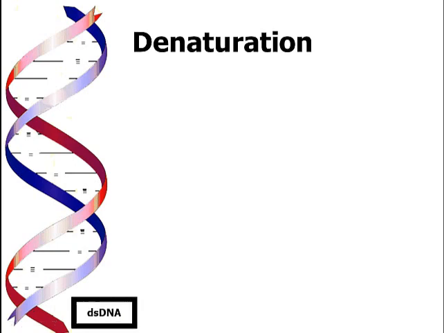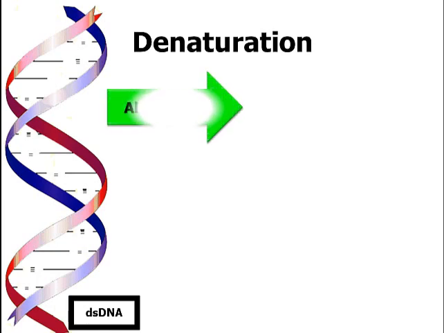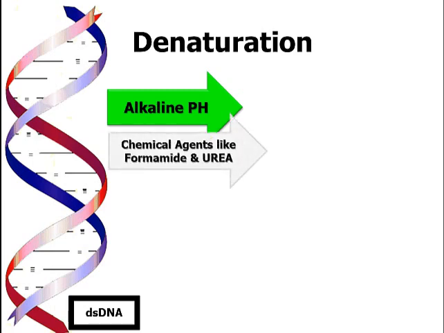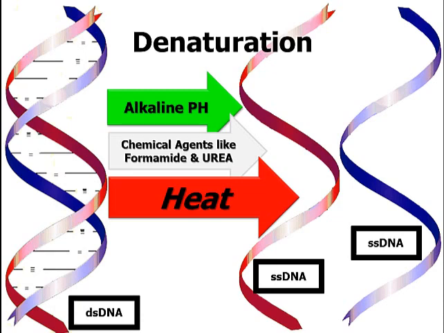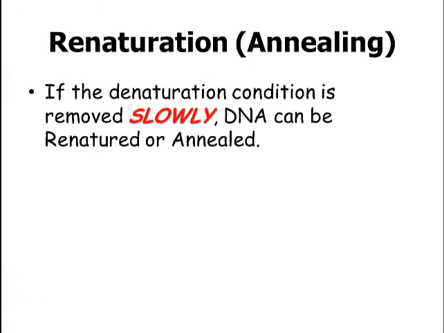Let's say that we have a double-stranded DNA and we change the condition by more alkaline pH, chemical agent, or heating, which converts the double-stranded DNA to two separated single-stranded DNA. And certainly we can reverse the system. If the denaturation condition is removed slowly, DNA can be renatured or annealed.